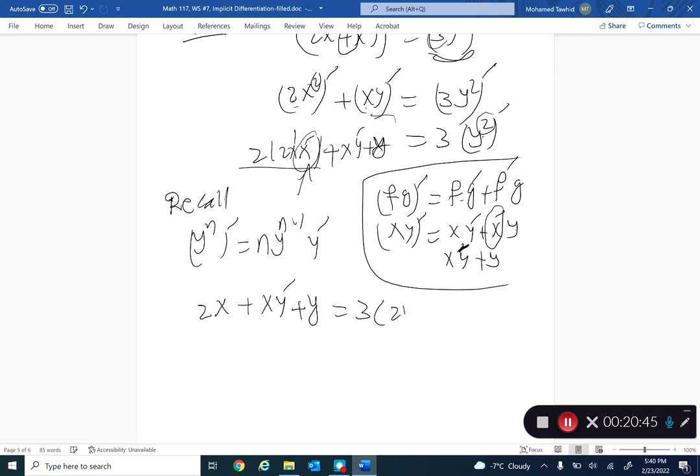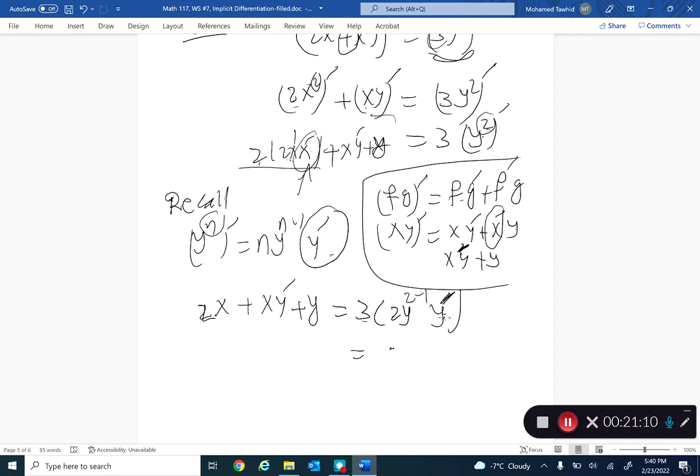And here 2y. What is your n here, guys? If I compare, my n is 2, so it will be n minus 1, 2 minus 1, which is 1, multiplied by y prime. Do not forget y prime here. Students always forget y prime, so I have to write y prime. Simplify this: 3 multiplied by 2, you get 6.